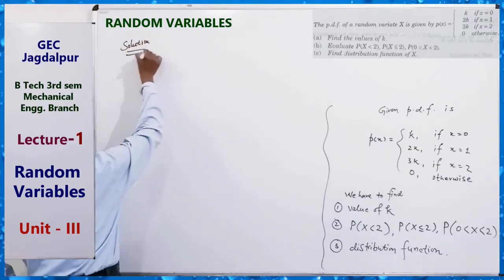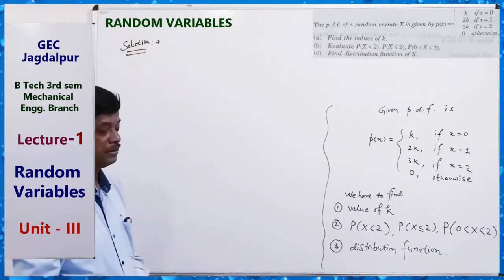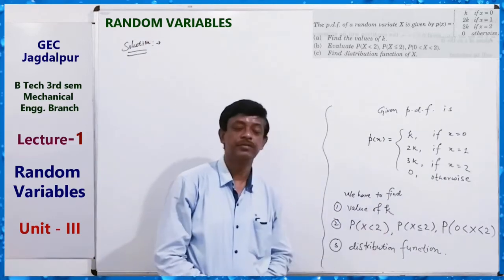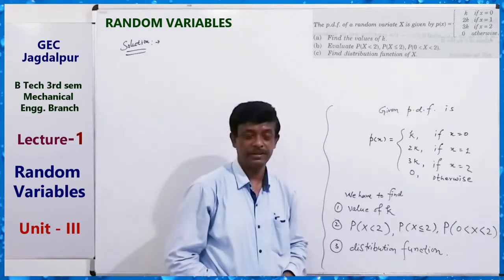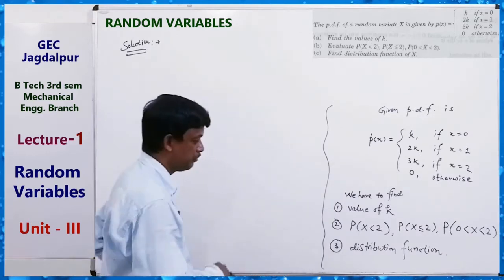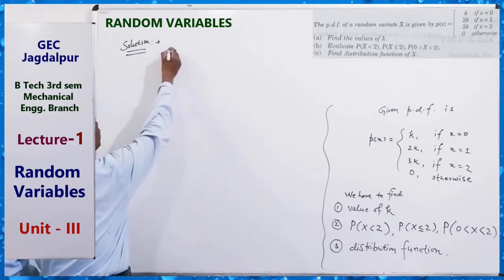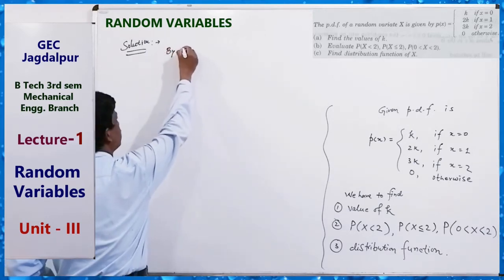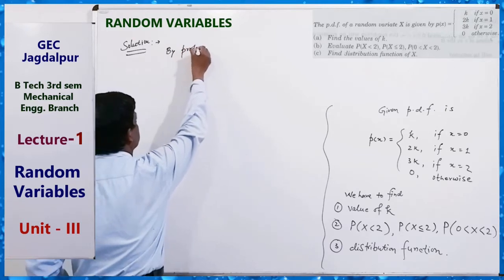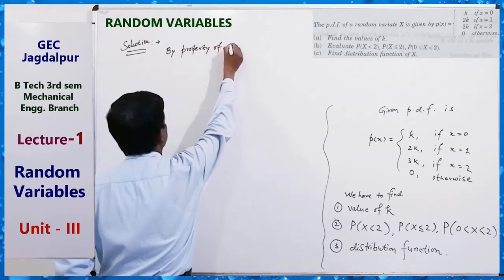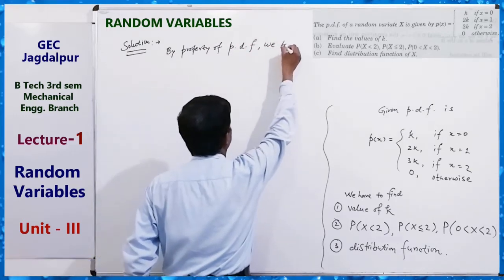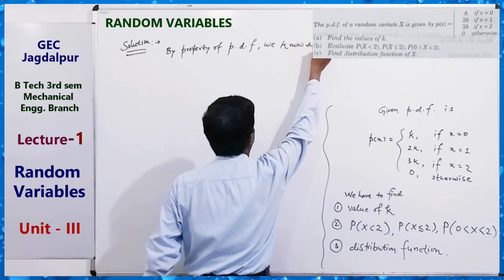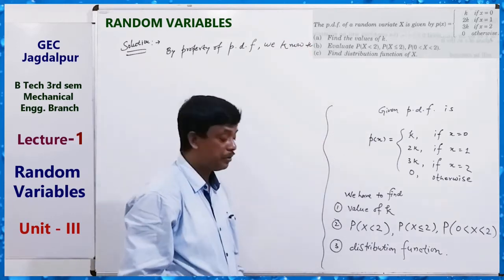So the solution, or target, is finding the value of k. Clear? So this is the PDF. According to the property of PDF, we know what?